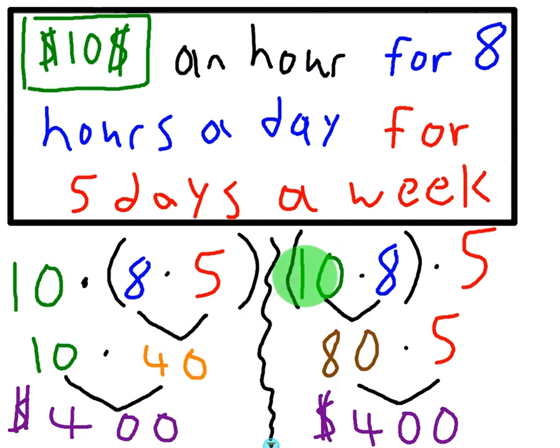Another way to do the problem is to think about it this way: if you make $10 an hour and you work for 8 hours, you would make $80 a day. Now, how many days a week do you work? 5. So if you make $80 a day for 5 days, that would still be $400 a week. Notice that no matter which way you do it, whether you figure out how many hours a week you work or how much money you make a day, you end up with the same answer.